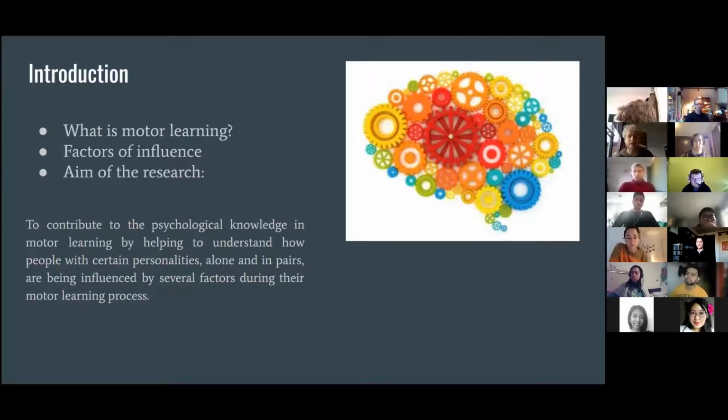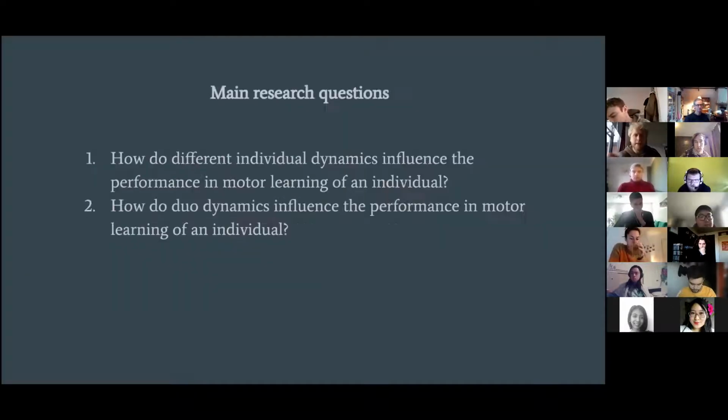Based on this, the aim of this research is to contribute to the psychological knowledge in motor learning by helping to understand how people with certain personalities, alone and in pairs, are being influenced by several factors during their motor learning process. In order to reach this aim, two main research questions are formulated as follows. How do different individual dynamics influence the performance in motor learning of an individual? And how do duo dynamics influence the performance in motor learning of an individual?